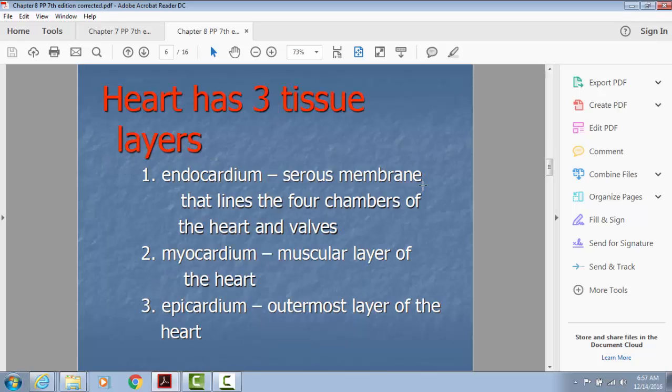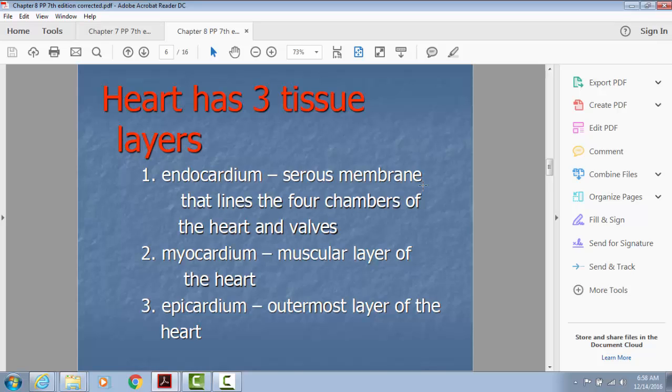The heart has three tissue layers, and you should be able to break these down based on the prefixes in terms of figuring out what it is. So the endocardium, endo means inside or within, and cardi means heart. The endocardium is the serous membrane that lines the four chambers of the heart and the valves.